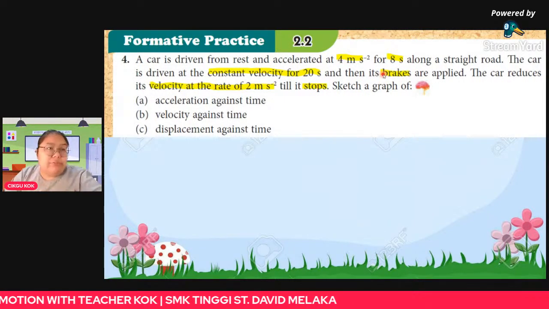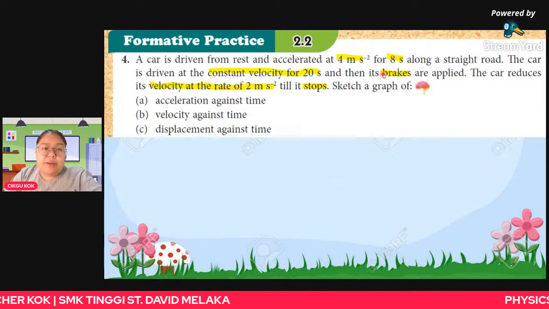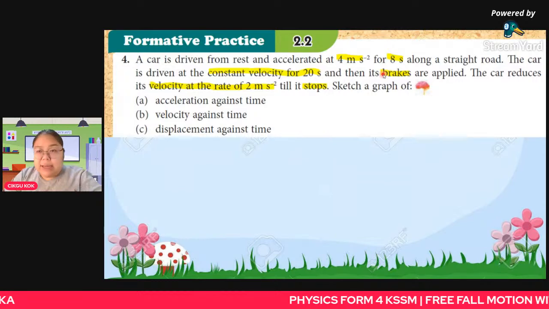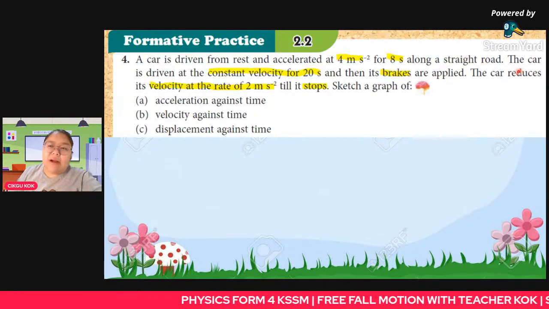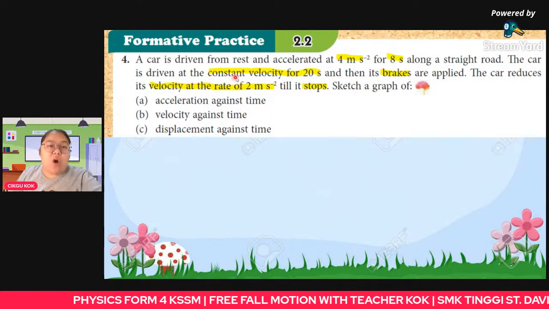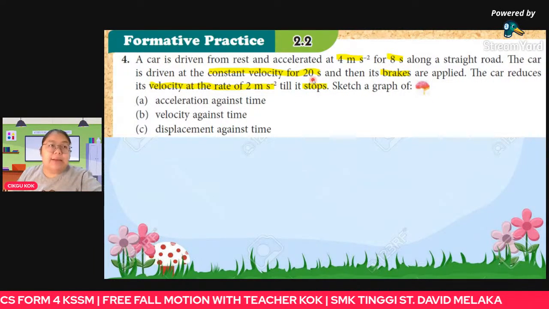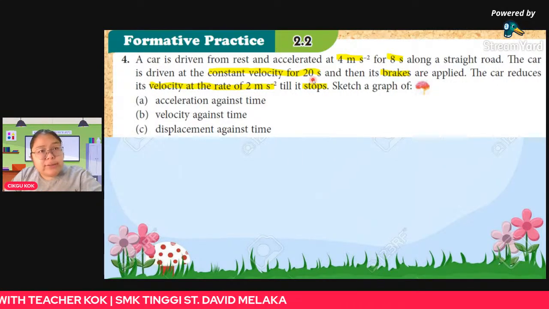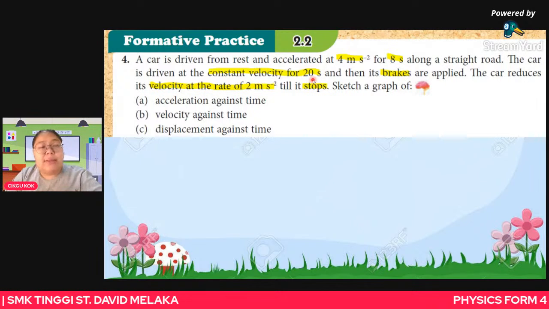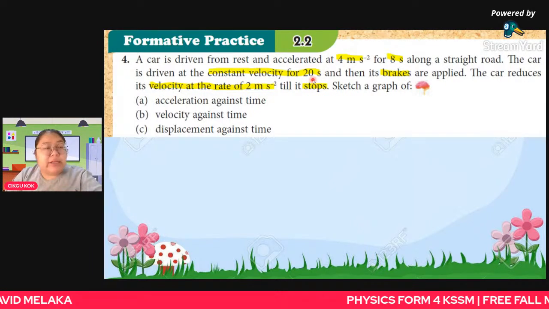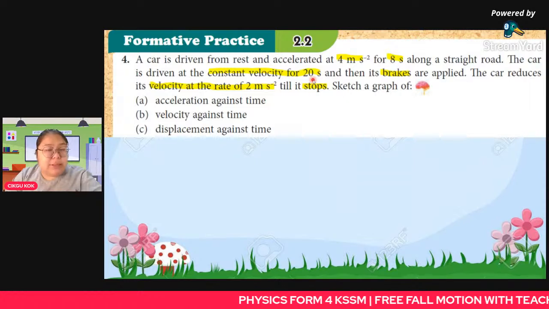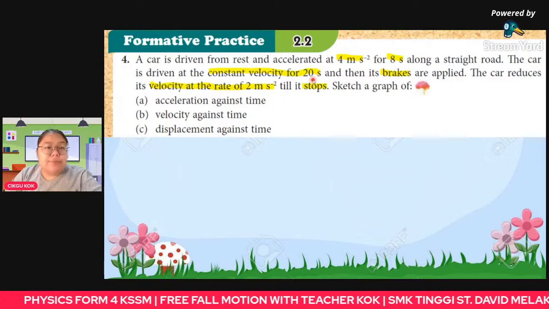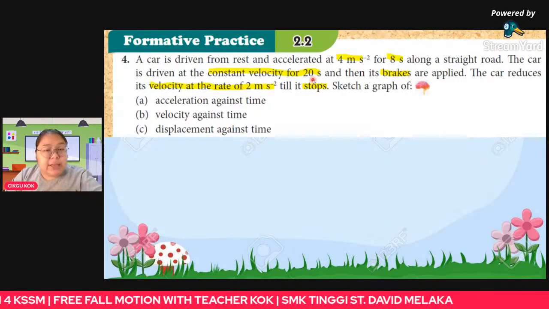First section, from rest it accelerates at 4 for 8 seconds. Second section, the car is driven at constant velocity for 20 seconds. That means after 8 seconds your velocity is constant for 20 seconds, so the total is 28 seconds. You must not miss the 8 seconds before, so the 20 must be added back to make 28 seconds. The journey is now at 28 seconds.